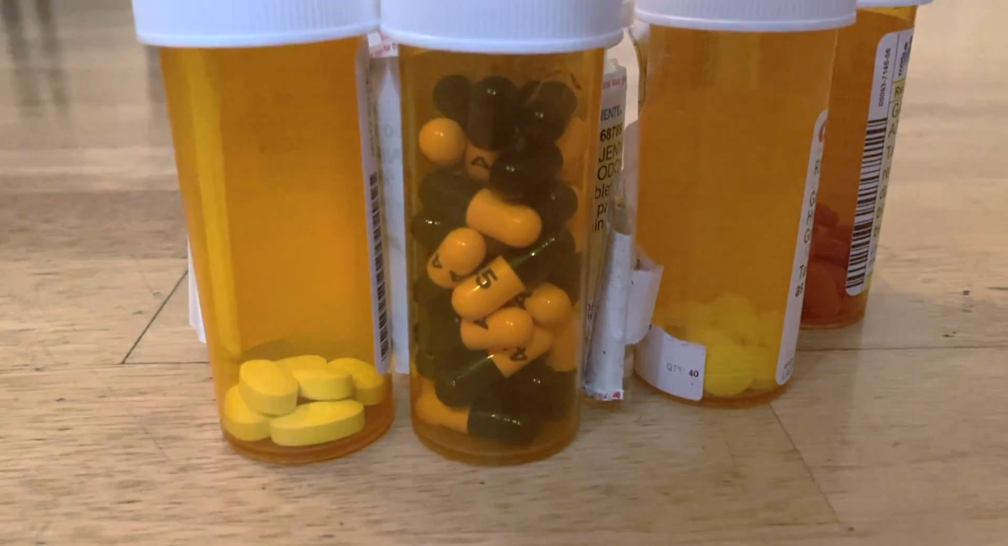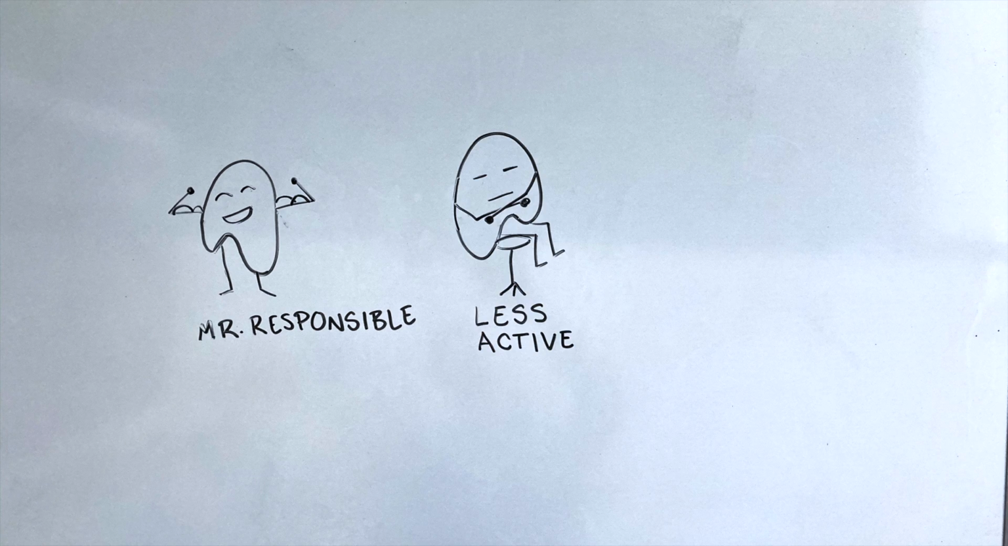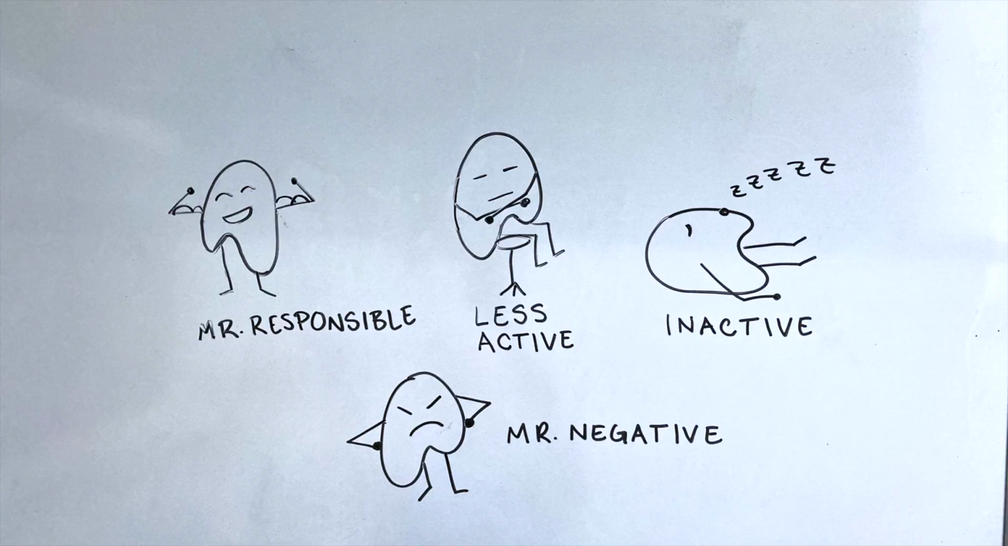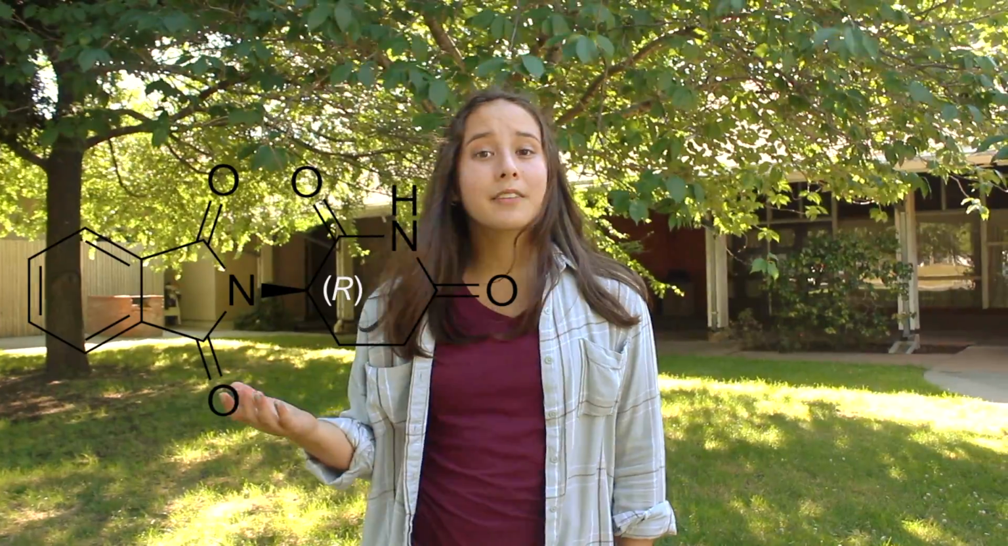And when it comes to medicine, sometimes only one enantiomer is responsible for a drug's desired activity, while the other is less active, inactive, or even responsible for negative side effects, like in the case of thalidomide. In the 1950s and 60s, a drug called thalidomide was prescribed to many pregnant women as a morning sickness medication. One enantiomer of thalidomide is an effective sedative that delivered the desired effect of the medication.